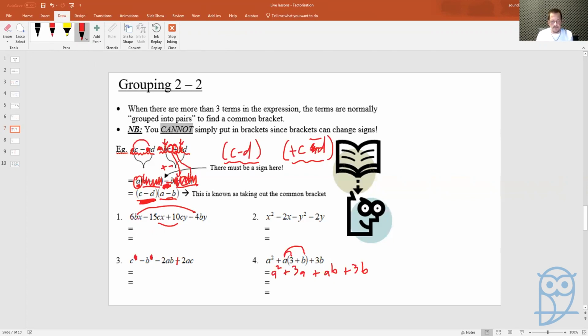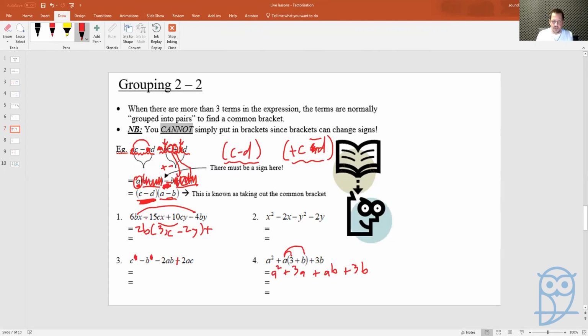So 6bx minus 4by, I can take out a common factor of 2b. So take out 2b here, you divide by 2b, that leaves you with 3x. If I divide by 2b here, that leaves me with minus 2y. And then looking at this one, do I pick a plus? Do I pick a minus? If you are unsure, always put a plus, because with a plus, your signs will never change.